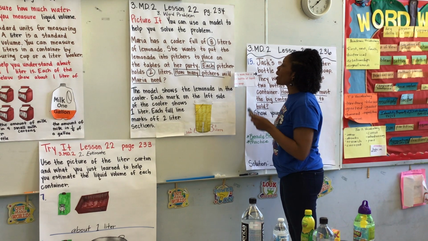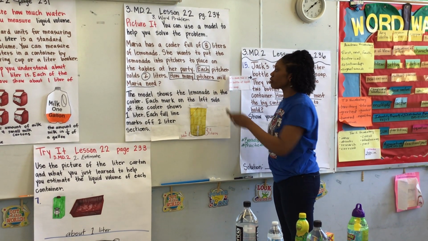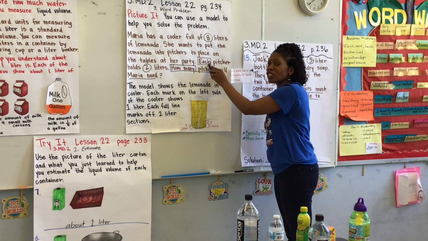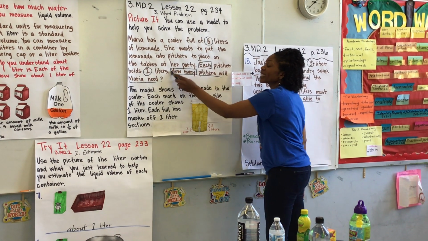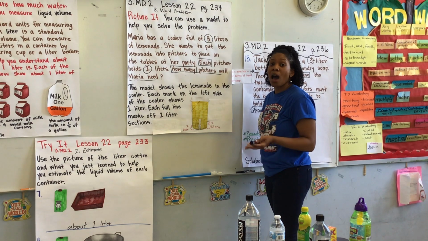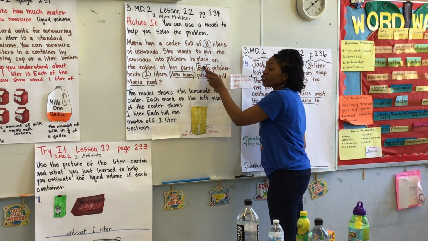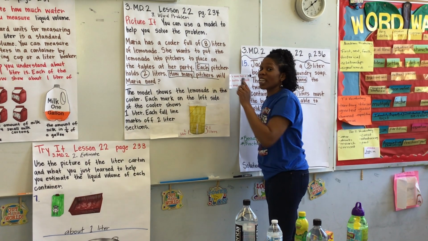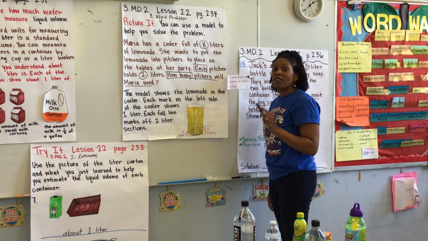The next thing you can do is box in the important words. I noticed that "each" is here, and "each" is going to be an important word. A lot of times we just see "how many" and we think that we should automatically add. But "each" is up here as well. So when we see "each," we need to remember that we could either multiply or divide.